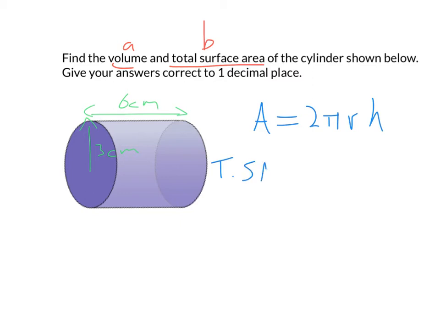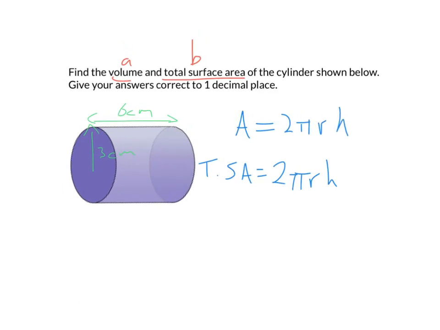So the total surface area is going to be equal to the curved outside portion. 2 pi r h is the formula for that. But then also the 2 circles. Now the area for a circle is also written in your log tables. It's pi r squared. So this is step 2 done now for our second part. We have figured out the formula that we're going to use.